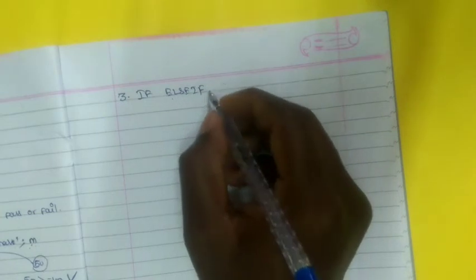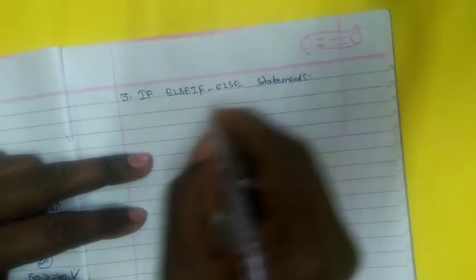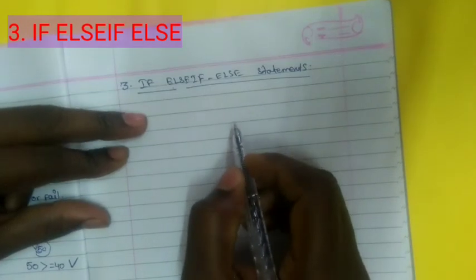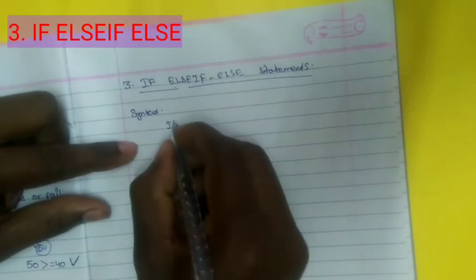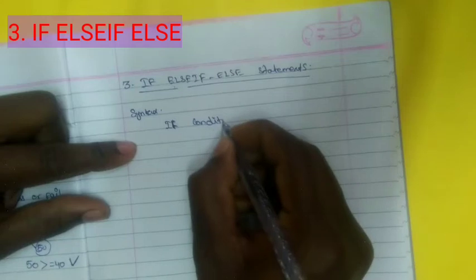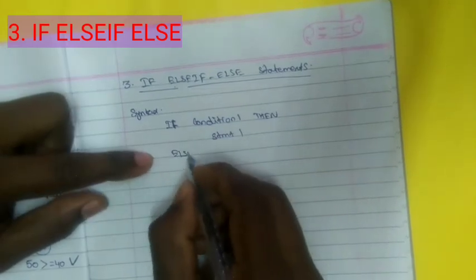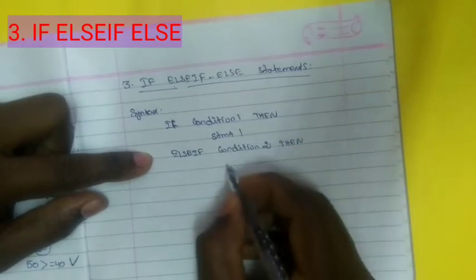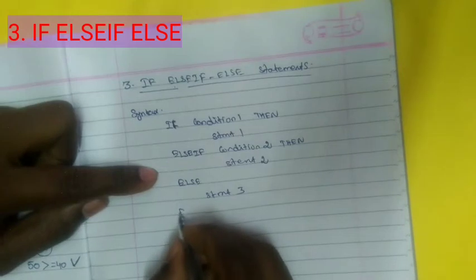And next, the third one, the if else if statement. The if else if statement is used for more than one condition. The syntax is: if condition 1, then print statement 1, else if condition 2, then print statement 2, else print statement 3, finally end if.